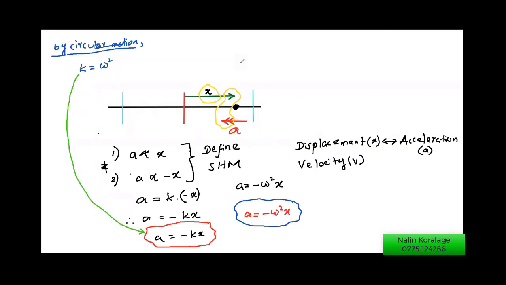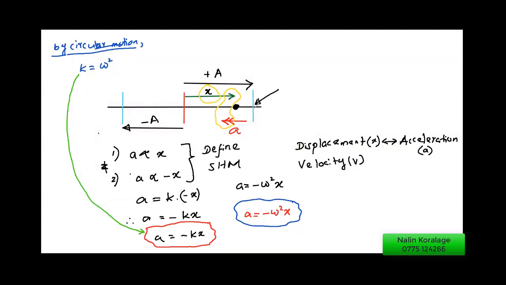So if we come to this point, when the particle reaches this extreme, the displacement from here to there is going to be plus capital A, the amplitude. And the displacement from the fixed point away in that direction is going to be minus A. Plus A towards that, minus A towards this.